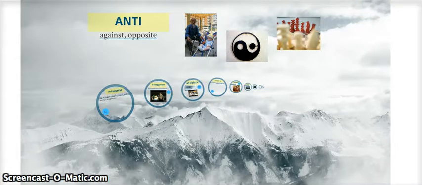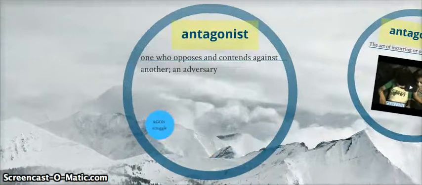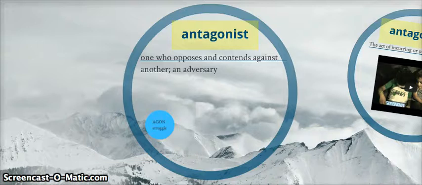Now we're going to look at the words in two categories. The first batch of words are the root anti meaning against. Like an antagonist. Highlight the word antagonist and its root agon meaning struggle. This is a noun and it means one who opposes and contends against another, an adversary.